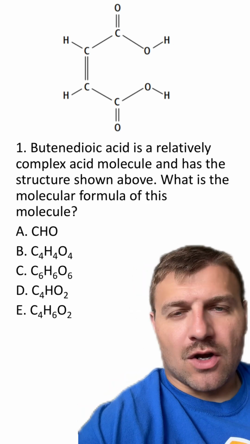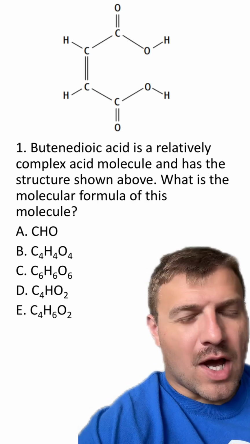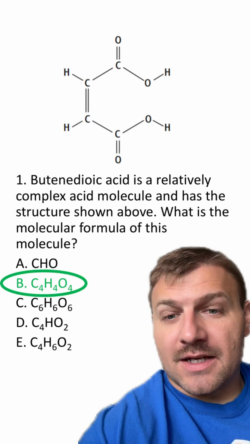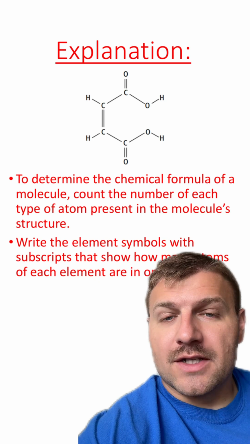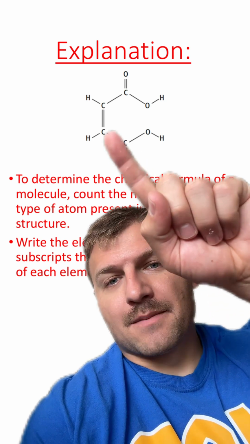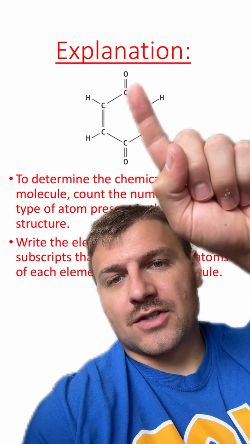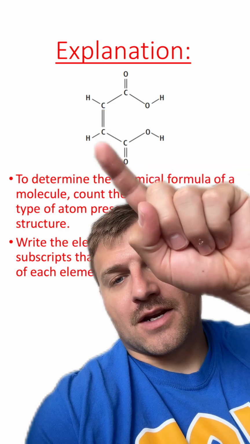So for this question, all you're doing is looking at the elements that make up this molecule. Pause if you need more time for these questions. The answer here is B, C4H4O4. To figure out the molecular formula, all you have to do is count the number of atoms of each element. In this case, there are 4 atoms of carbon represented by the C, there are 4 atoms of oxygen represented by the O, and there's 4 atoms of hydrogen represented by the H.